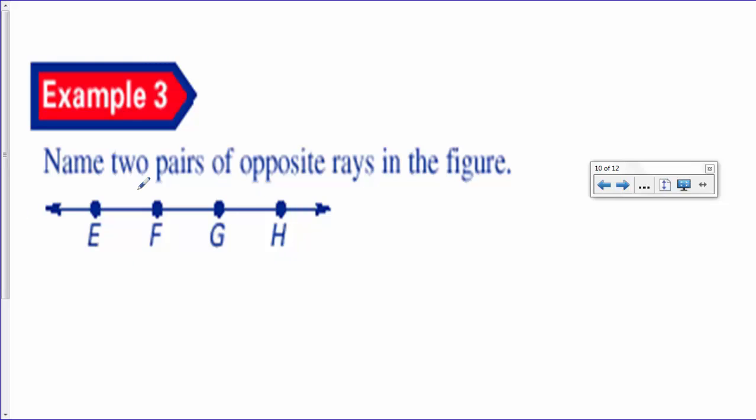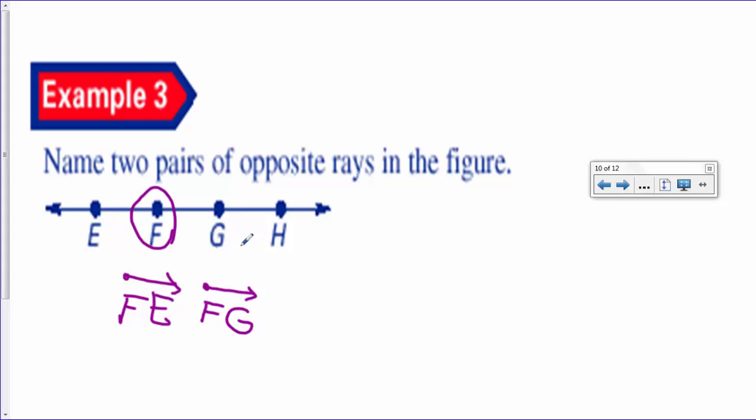In this drawing, it would depend upon where we start for the initial point as to how we would name the opposite rays. If I start, for example, at point F as my initial point, I would then use ray FE and ray FG, or you could also say ray FH as a pair of opposite rays.